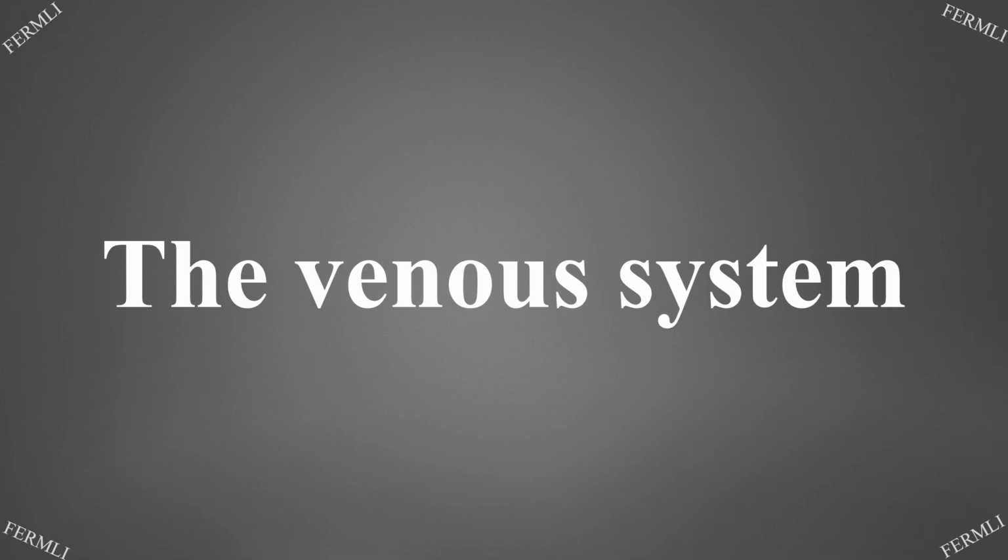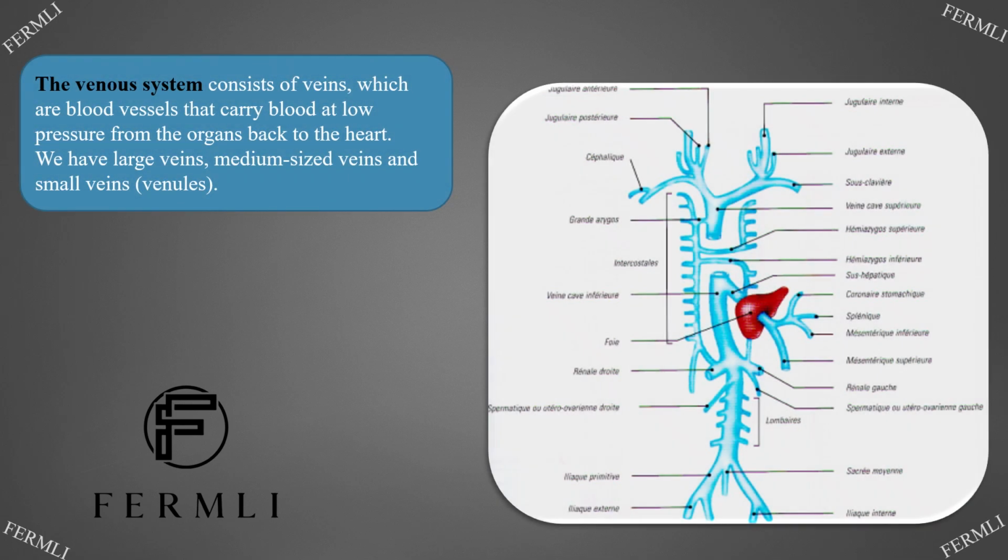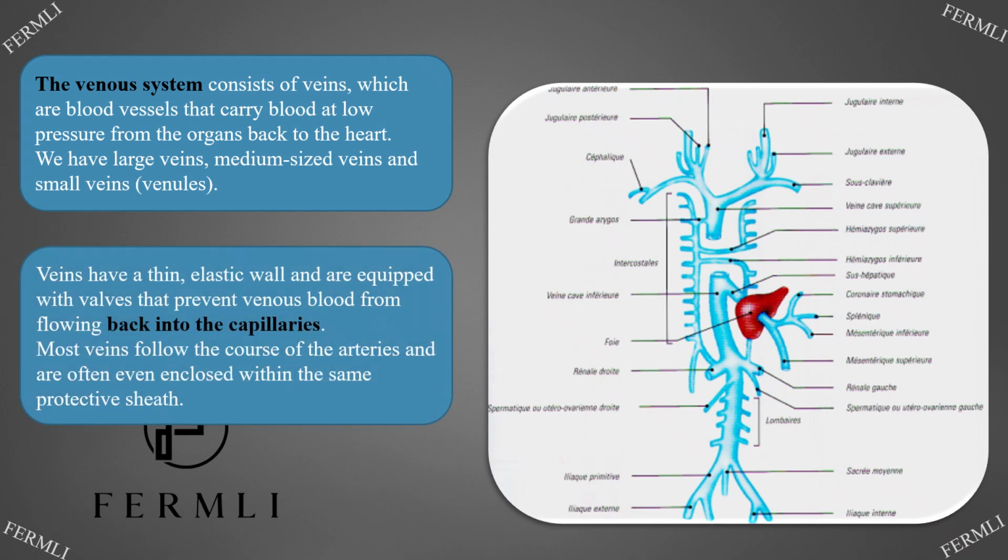The venous system. The venous system consists of veins, which are blood vessels that carry blood at low pressure from the organs back to the heart. We have large veins, medium-sized veins and small veins, venules. Veins have a thin, elastic wall and are equipped with valves that prevent venous blood from flowing back into the capillaries. Most veins follow the course of the arteries and are often even enclosed within the same protective sheath.